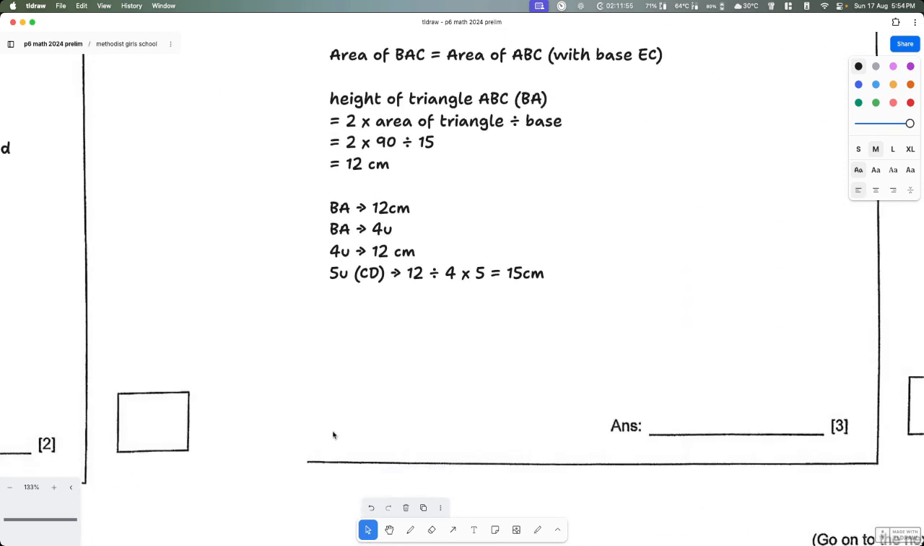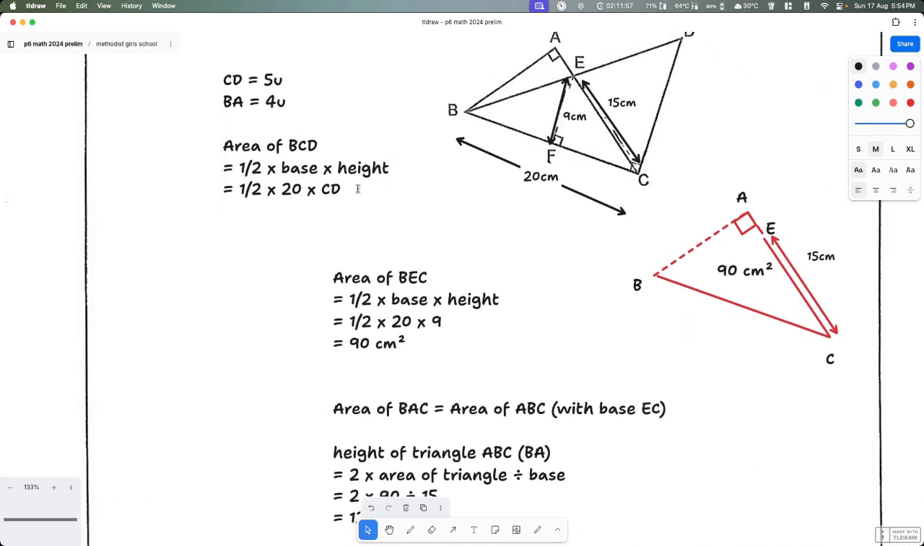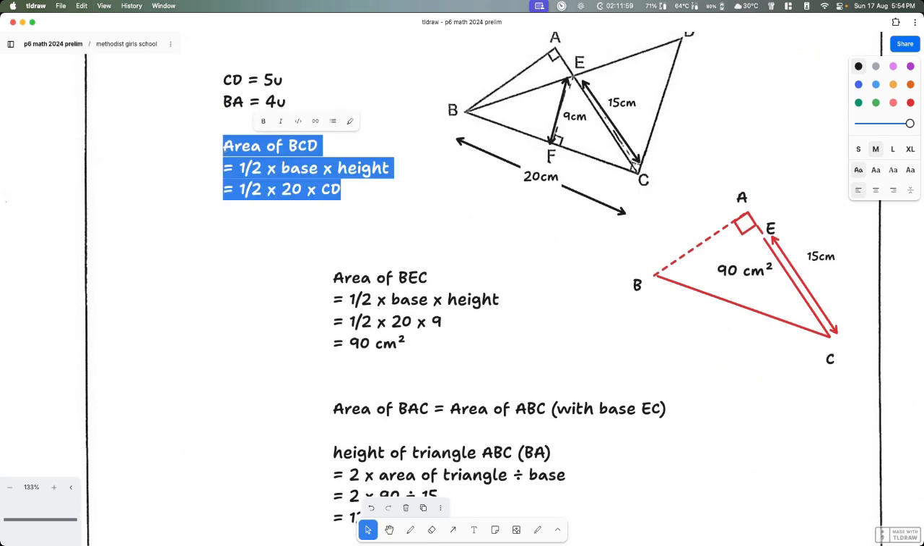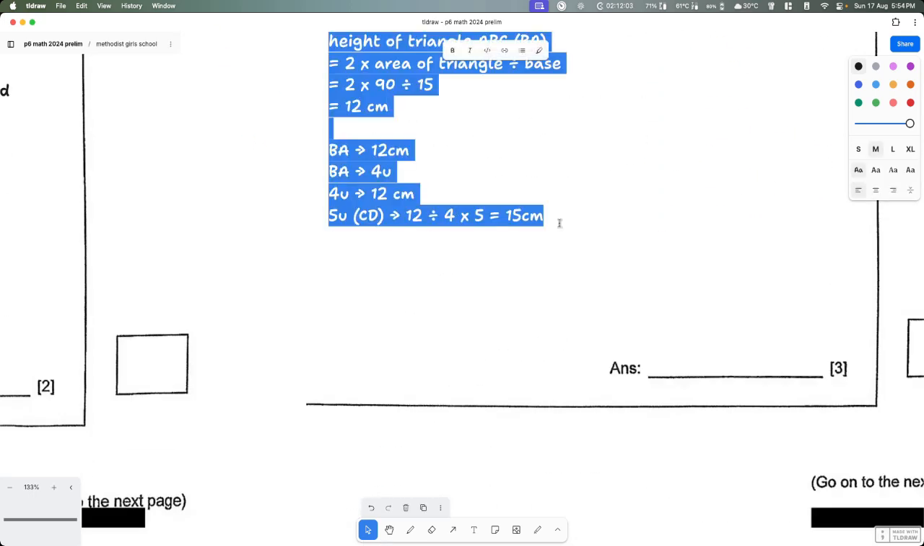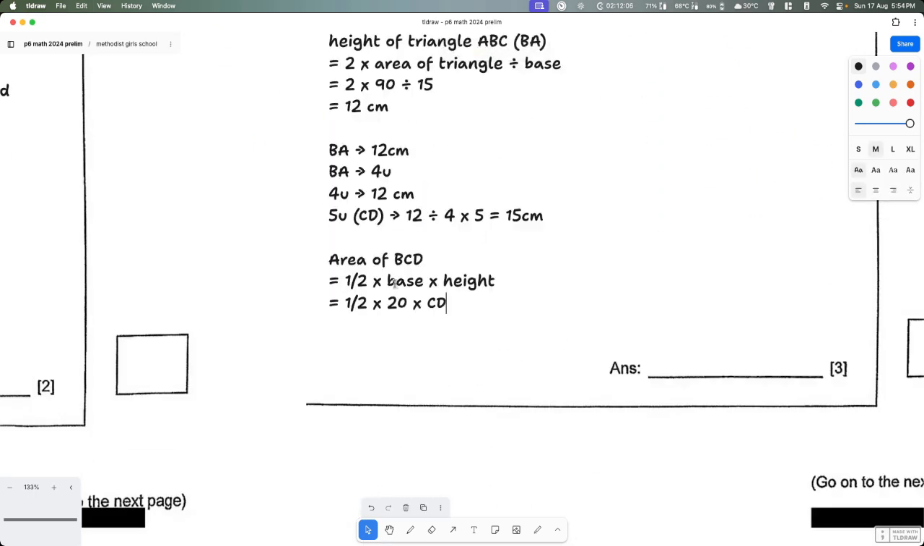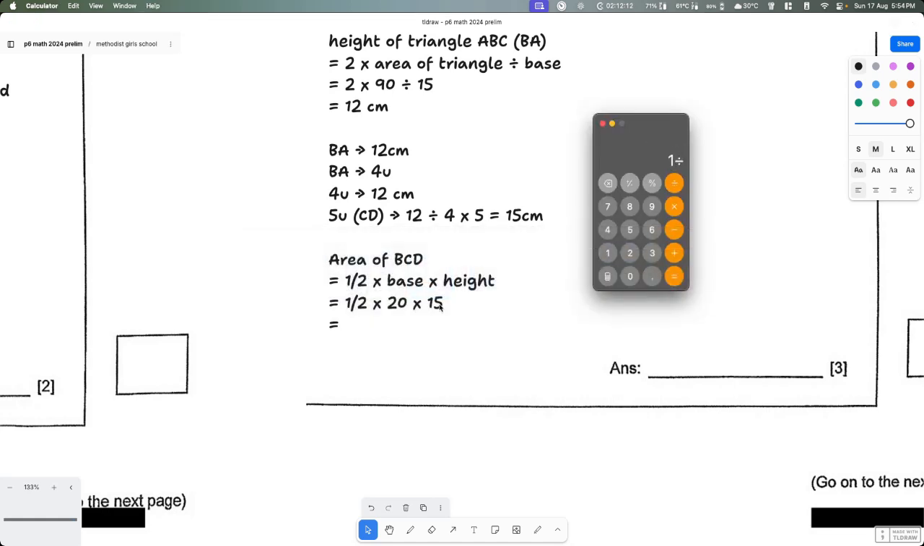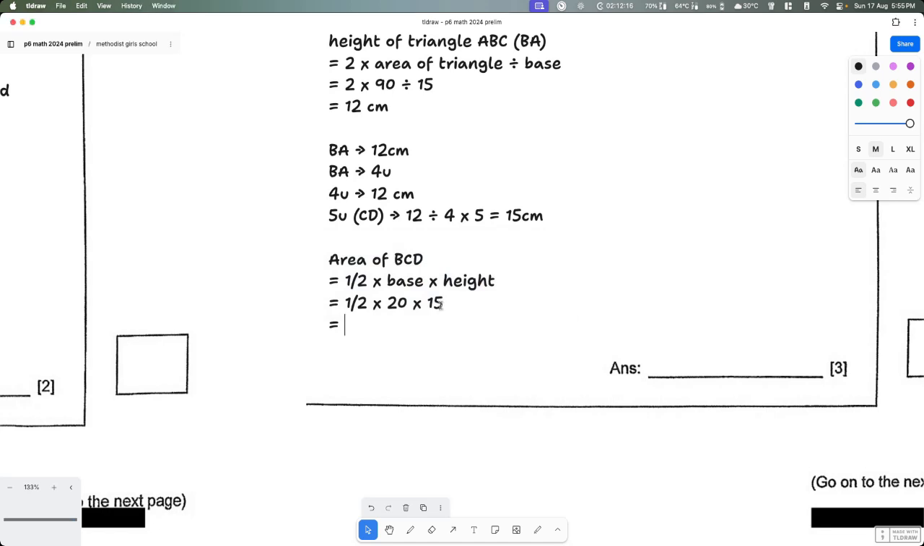So now we know the area. So the area of BCD, in this case over here, is half times base times CD, which is 15. And that is equal to half times 20 times 15, 150 centimeter square. There you go. So that's the answer, 150 centimeter square.